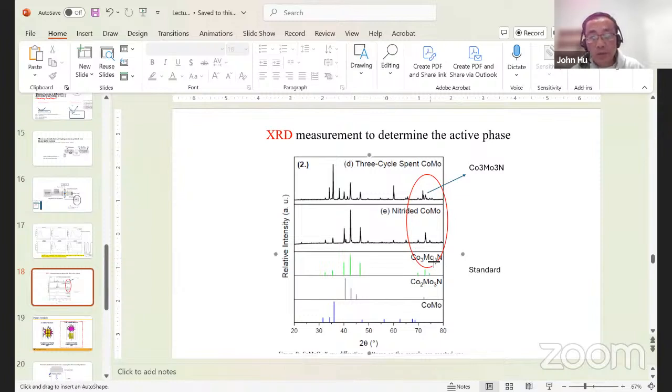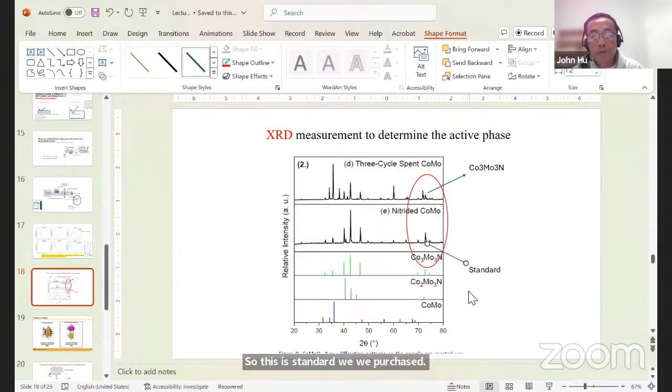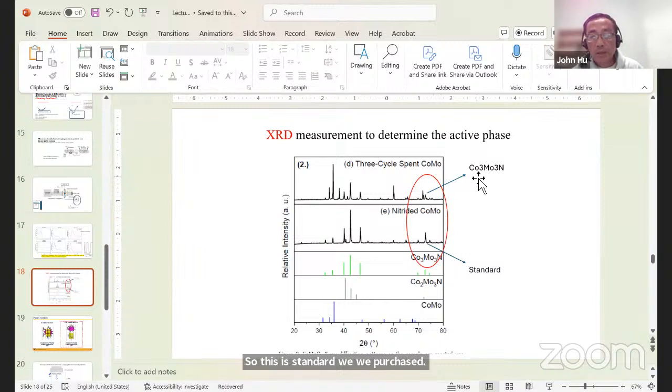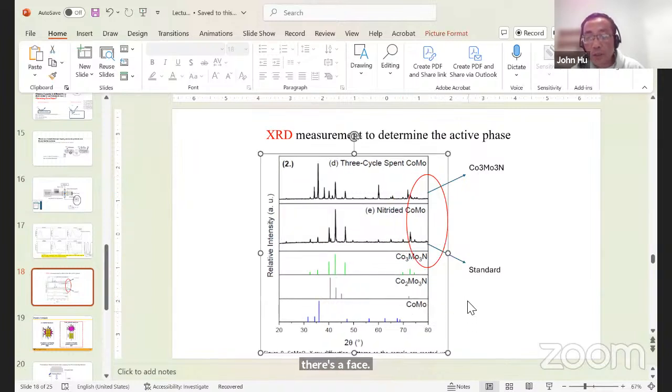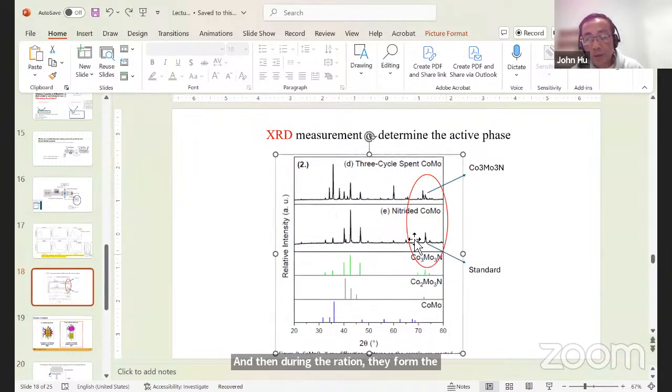So this is the standard we purchase. And then this is the spent catalyst. So that means during the reaction, there's a phase. Even if you begin with cobalt moly, during the reaction they form the phase just like this. So the information from XRD helps you design the cobalt moly catalyst.